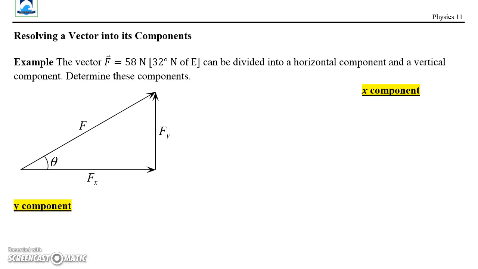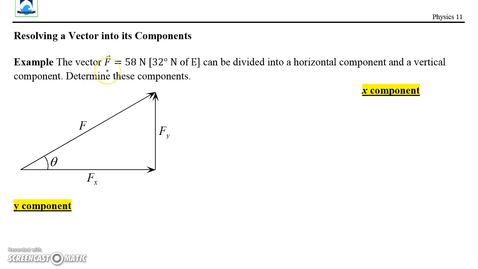So, resolving a vector into its components. There are lots of times when you are given the original vector, but what you need to know is the two vectors that made up that vector. So if you look at the diagram, that would be the x component of the vector and the y component of the vector. And this will be very, very useful in the future, so let's go through how to do it step by step.